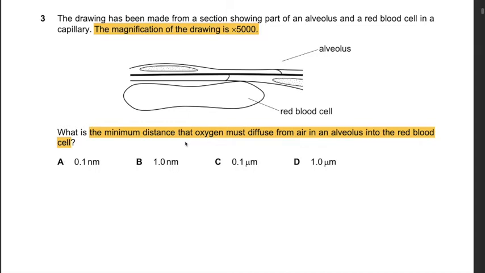Hence, if you calculate using the magnification given, that is times 5000, and the measurement you obtain, that is the image size, you will get the actual size as 1 micrometer. Hence, the answer is D.